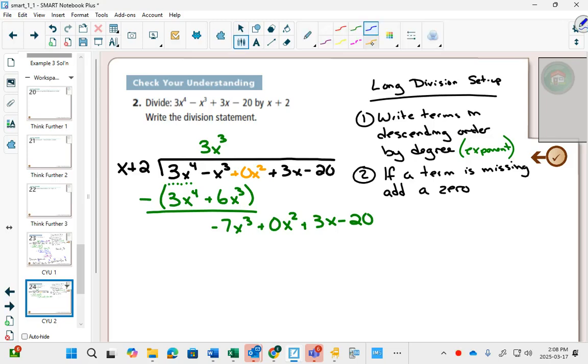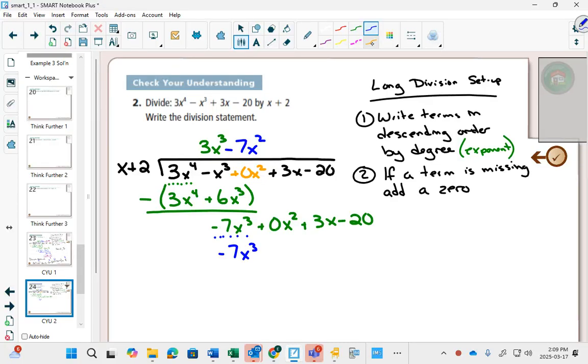Now my first term is a minus 7x cubed. What could I multiply x by to get a minus 7x cubed? I'd have to multiply by a minus 7x squared. So even though there wasn't an x squared in the original question, there's an x squared in my answer. And I need a column to write that in. Otherwise things get confusing. And I need to write that 0x squared, because now when I distribute, I'm going to get my minus 7x cubed, which I wanted to go away.